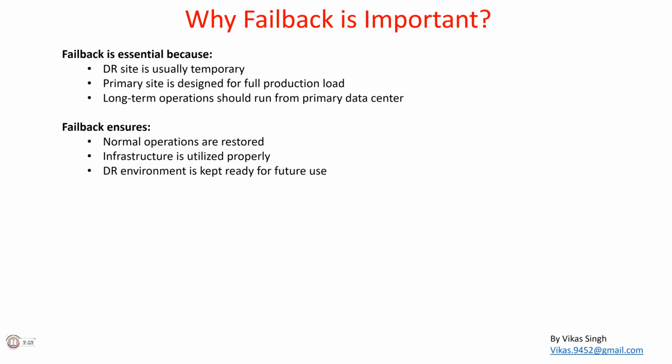So why is failback important? Failback is essential because DR usually happens on a temporary basis. The primary site is designed for the full production workload, and long-term operation should run from the primary data center only. So failback ensures normal operations are restored in your primary data center, infrastructure is utilized properly, and the DR environment is kept ready for future use in case anything is required.